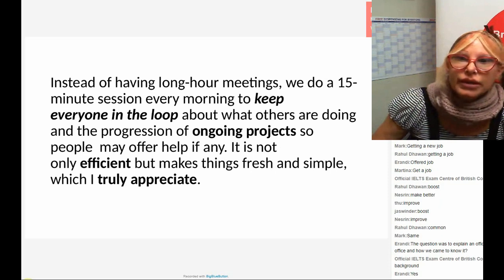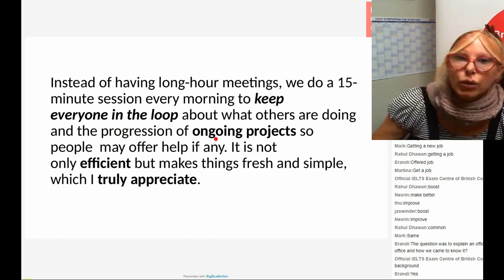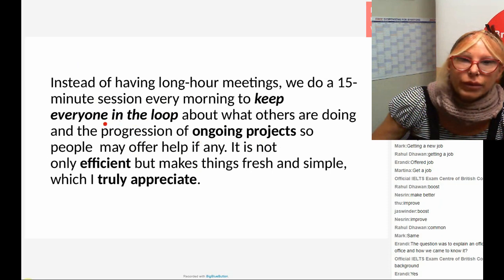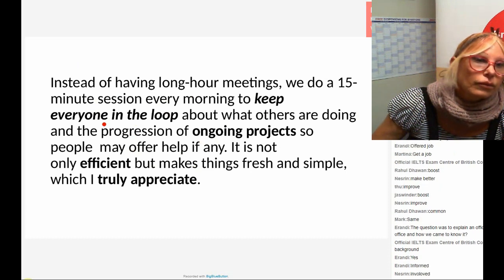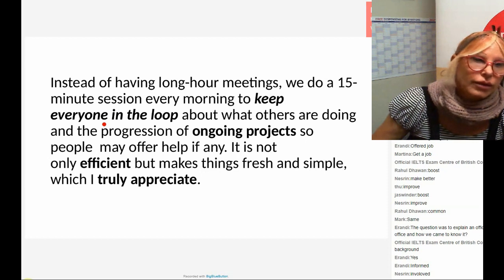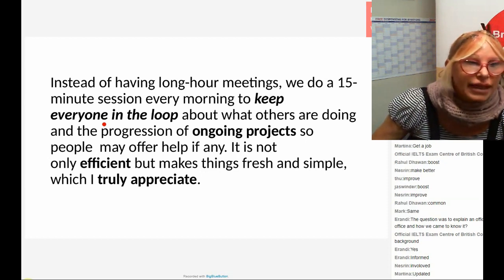Okay, let's move on to some more. We've got a really long one here. Instead of having long hour meetings, we do a 15-minute session every morning to keep everyone in the loop about what others are doing and the progression of ongoing projects, so people may offer help, if any. Keep everyone in the loop. Do you know what this means? Informed, well done, yes. To keep people informed, involved, updated, well done, Martina.